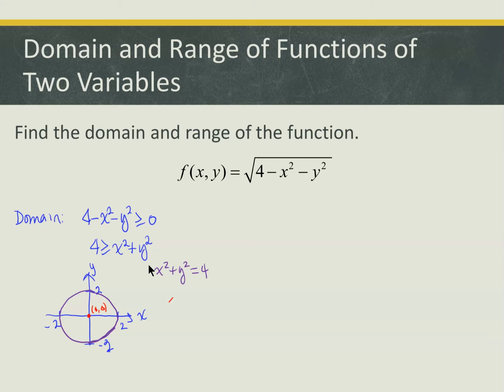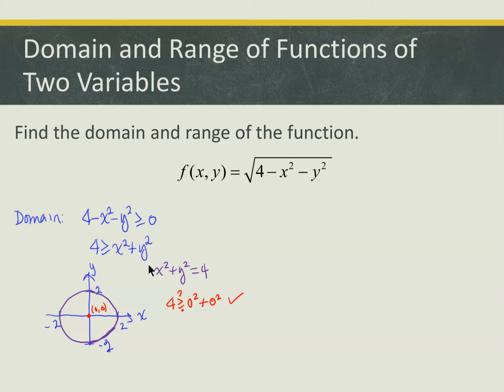So the question is, if I substitute 0 for x and 0 for y, do I have a true statement? Is 4 greater than or equal to 0 squared plus 0 squared? And yes, that's true. 4 is greater. So we're pretty darn sure that the domain is the interior of the circle.